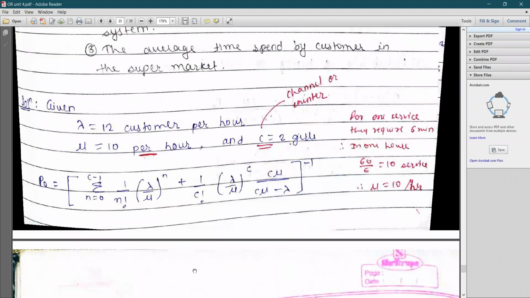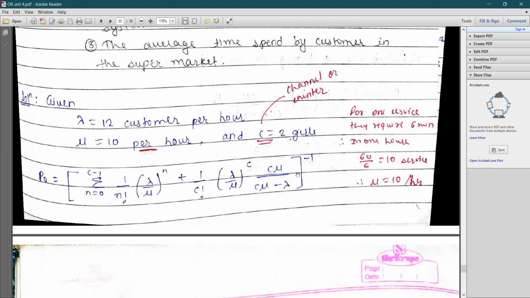Then put the value of P0. P0 is equal to summation n is equal to 0 to C minus 1. C minus 1, where C is the number of channels, here 2, so 2 minus 1, then 1 upon n factorial into lambda upon mu raised to the power n, plus 1 upon c factorial into lambda upon mu raised to the power c into c mu upon c mu minus lambda, and whole bracket raised to the power minus 1.